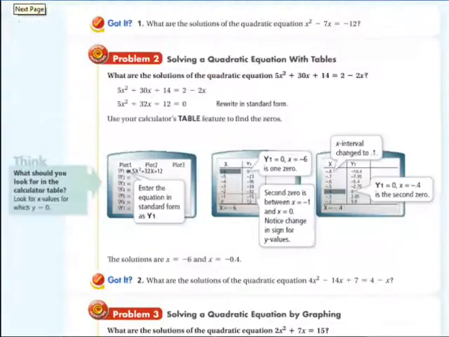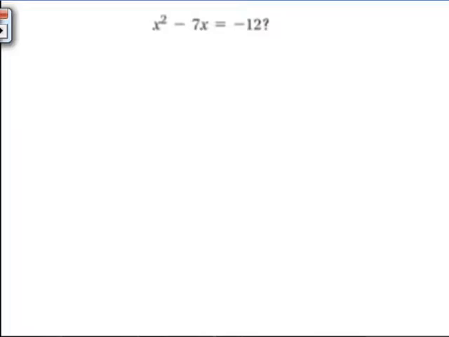Okay? So if we look here, what are the solutions of the quadratic equation? Step 1 is we got to get it equal to 0. Okay? We want it equal to 0. So for this one, we would add 12 to both sides. Let's throw this on a new page so we can see everything. So we add 12 to both sides, and we have x squared minus 7x plus 12 equals 0.